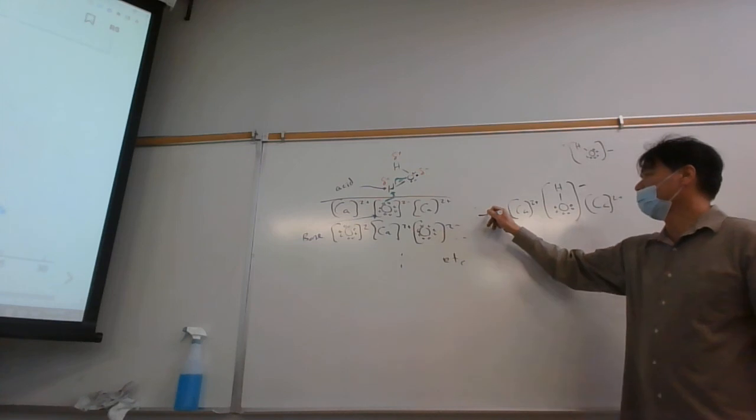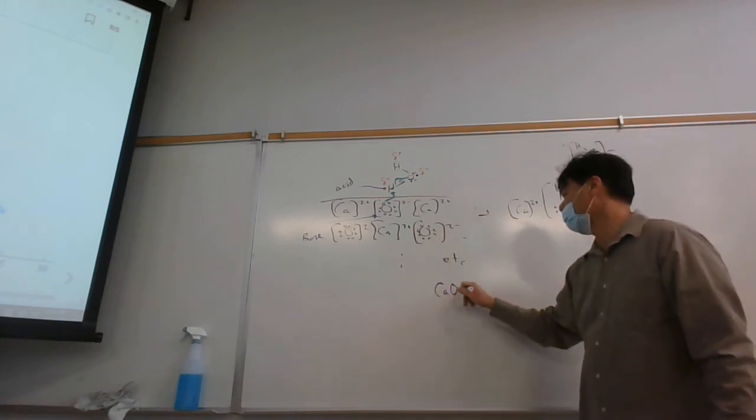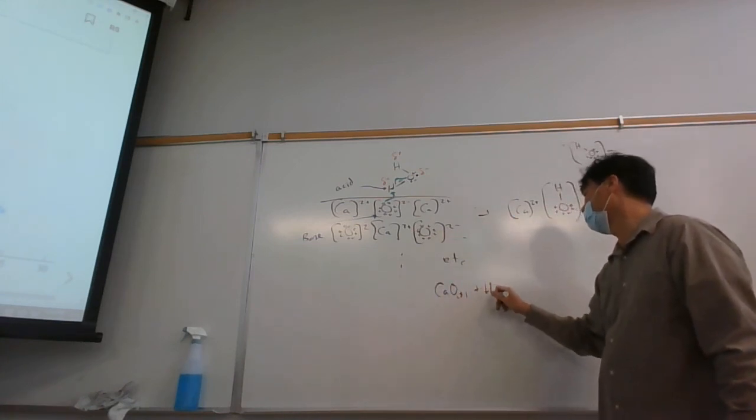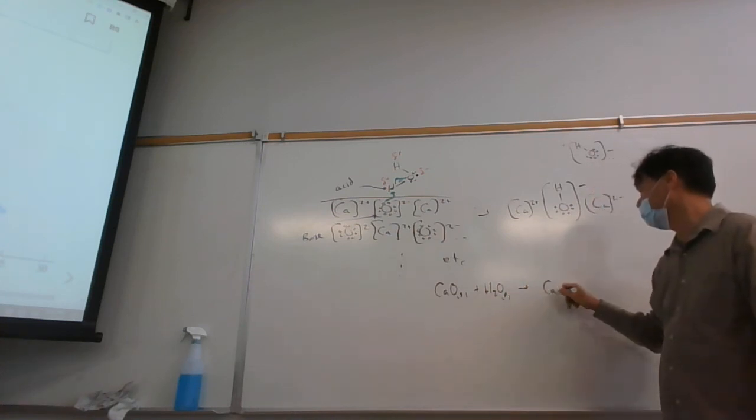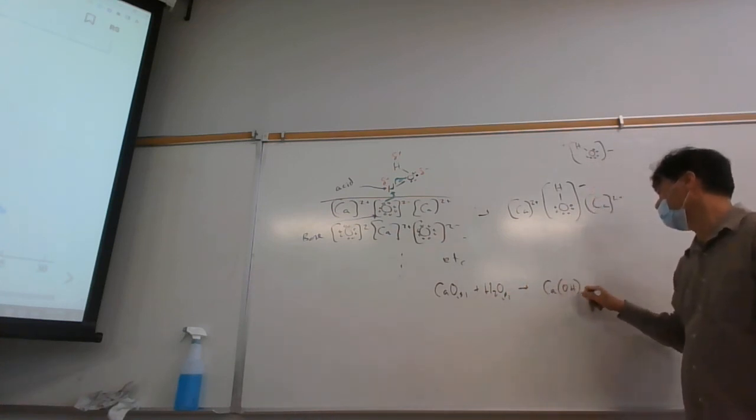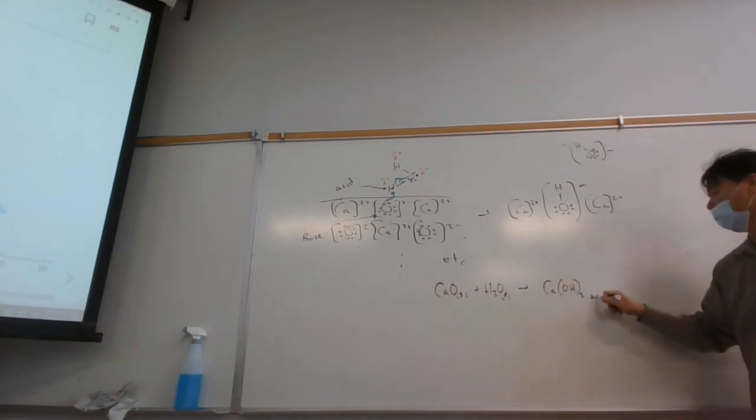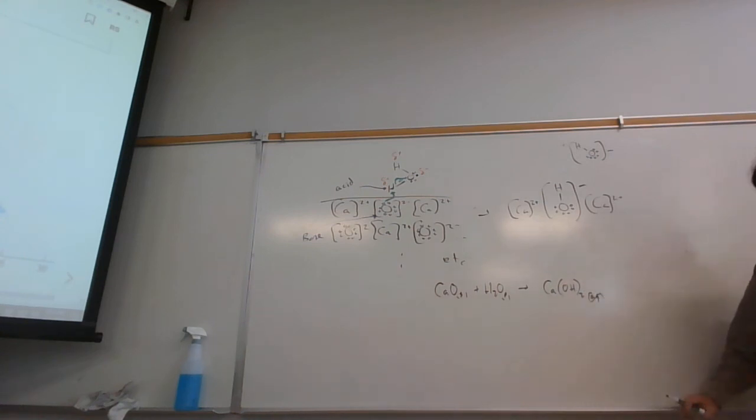So basically what results is this. We have calcium oxide solid plus water going to calcium hydroxide. Now calcium hydroxide is soluble. Hydroxides are all insoluble except for group 1, ammonium, and calcium, strontium, barium. And so this would be a Lewis acid-base reaction here.